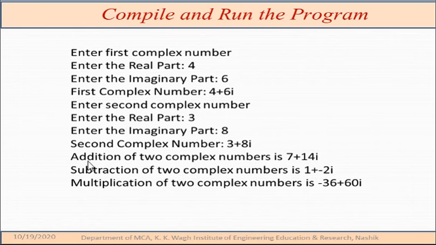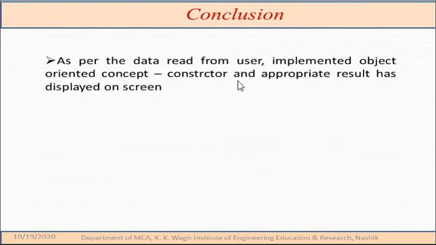Then we perform the operations addition, subtraction, and multiplication, and get the answers 7 plus 14i, 1 minus 2i, and the multiplication is minus 36 plus 60i. And the conclusion is, as per the data read from the user, we implemented the object-oriented concept of constructors, and the appropriate result is displayed on the screen. Let's run the program.